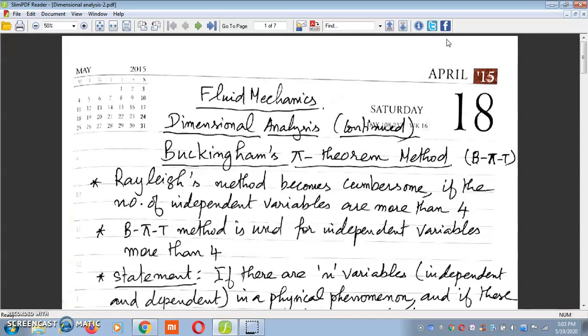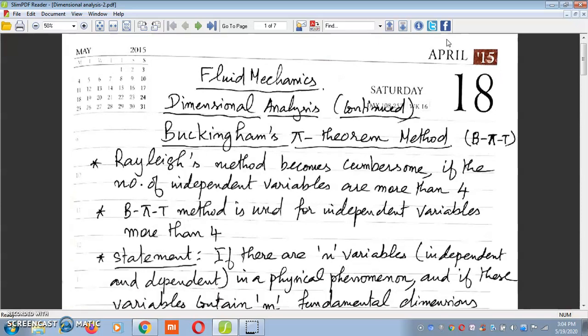In the last class, we were discussing one method of dimensional analysis known as Rayleigh's method, which is mainly used only if the number of independent variables in a phenomenon is up to a maximum of 3 or 4. If the number of independent variables increases to more than 4, then Rayleigh's method becomes laborious and cumbersome. So in such cases, we resort to dimensional analysis by the other method, called Buckingham's pi theorem method.